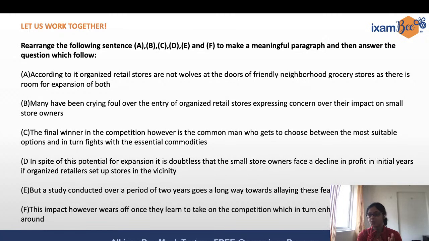Now look at sentence F, which was the confusing factor here. Sentence F basically refers to sentence D. It's telling you, yes, there is potential for expansion, but we are also worried that these small store owners might face a decline in profit. However, if everyone becomes competitive, if we try to accept competition with the right spirit, things will improve. Things will become much more efficient. Yes? Now, we are more or less done. Now tell me, by the process of elimination, which sentence clinches the argument? Where is the conclusion there now? Tell me the last sentence.